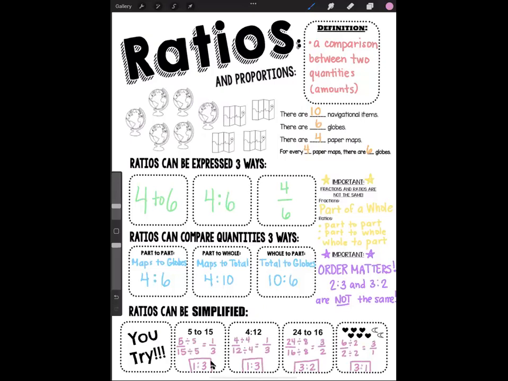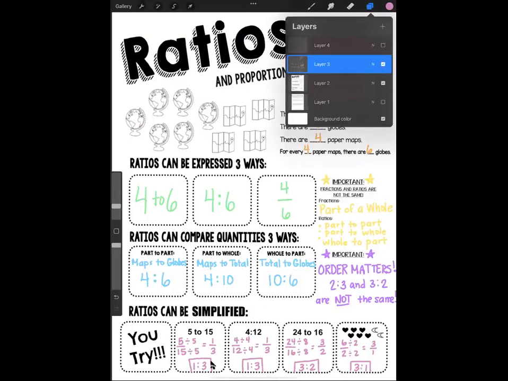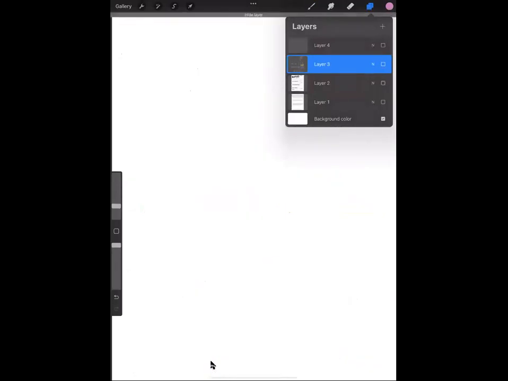Okay, so that's the ratio notes. Make sure you have all of that written. You may want to pause the video if you're not done. But we're going to go ahead and look at some ratio practice problems.